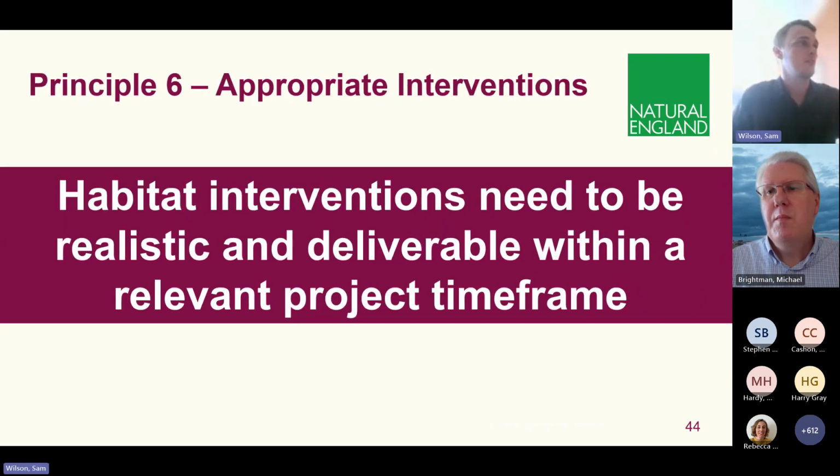Principle 6 talks about appropriate interventions, and what this means is that any habitat intervention that's proposed needs to be realistic and deliverable within a relevant project timeframe. Normally, that's that 30-year window that we're looking at for each metric to be delivered within.